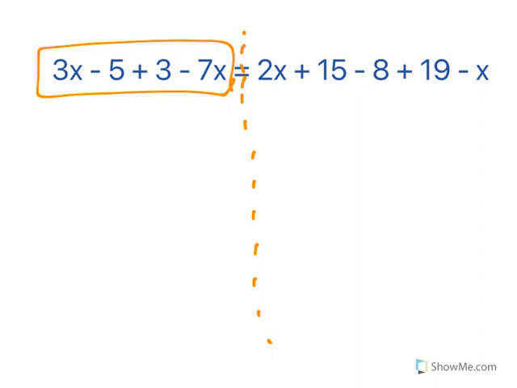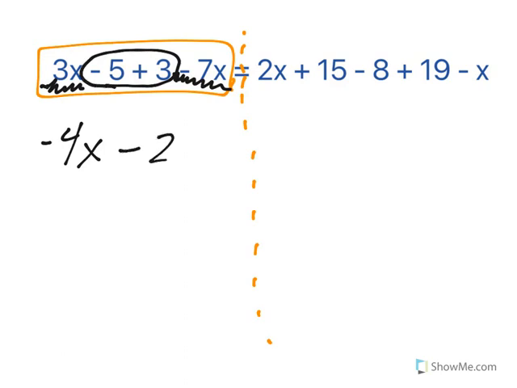So I can start by saying, okay, I've got a 3x minus 7x. Remember, just the left side. So 3 minus 7 is negative 4x. And then I have a negative 5 plus 3. Look at your constants. Negative 5 plus 3 is minus 2. So I've made the left side a lot simpler.